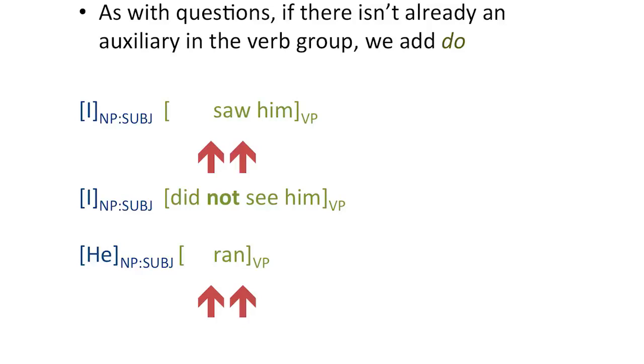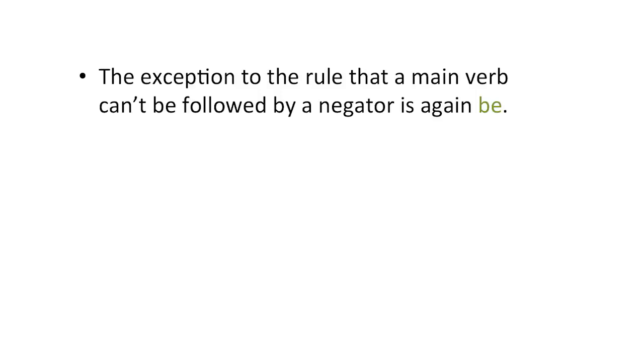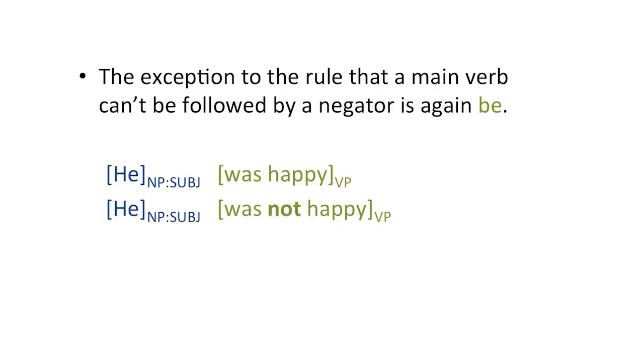From he ran, we get he did not run. And just like with questions, the exception to the rule that a main verb can't be followed by a negator is the verb be. When be is used as a main verb, it can be followed by the negator. So from he was happy, we get he was not happy. We don't put do in to get he did not be happy.